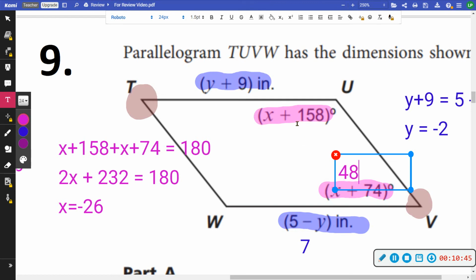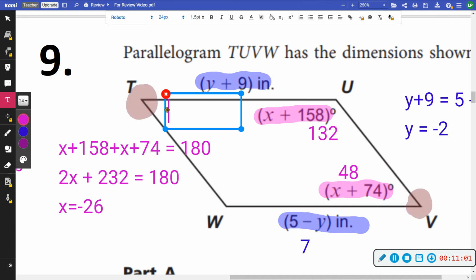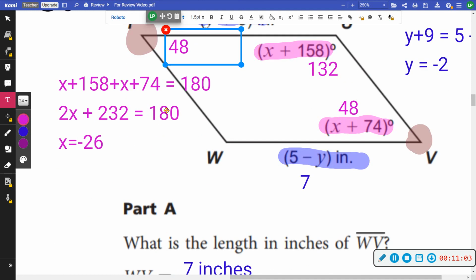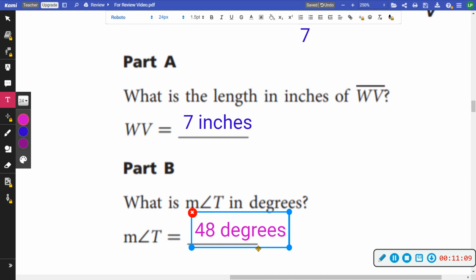And then I'm just going to check my work. Negative 26 plus 158 would go here, 132. And notice those two add up to 180. That's good news. And so we also know that opposite angles are congruent in a parallelogram, so this would be 48. They asked for angle T, so that's 48 degrees. I hope that helps.